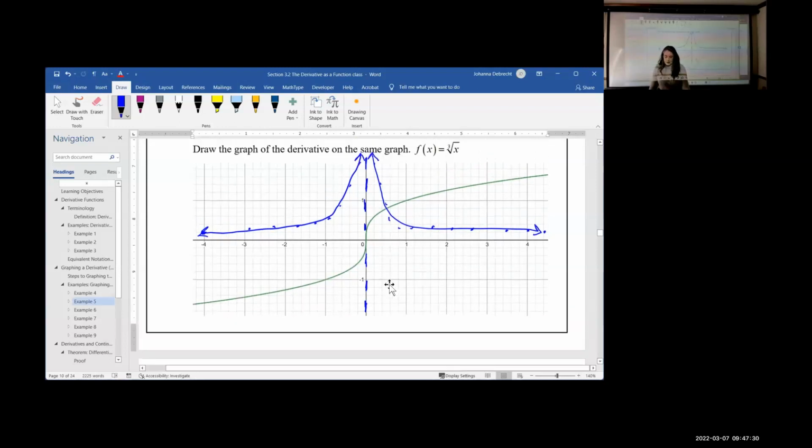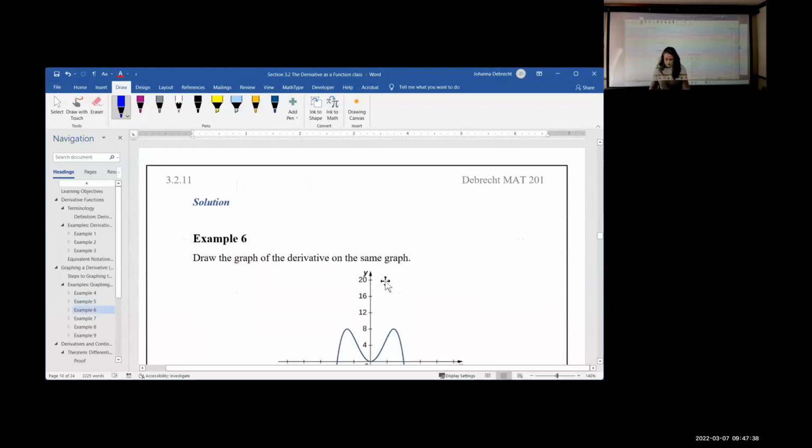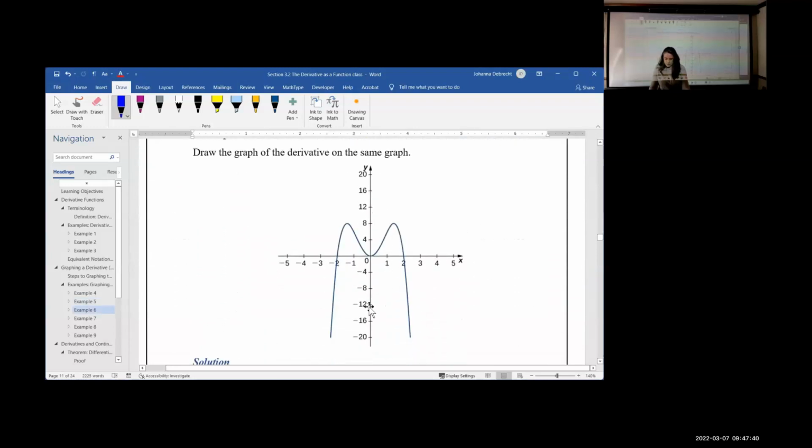And again, we're not trying to get an exact graph. We're just trying to get an approximation. And this is the graph of the cube root of x. Okay, let's try another one.